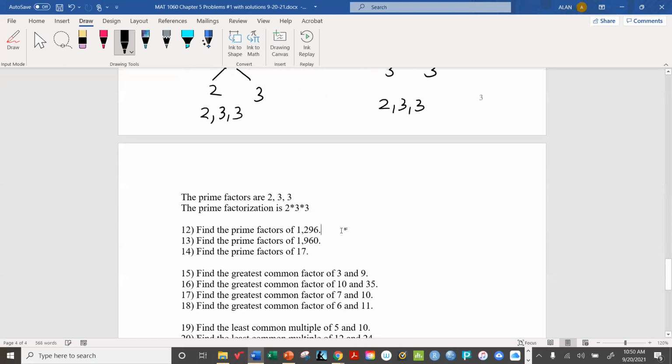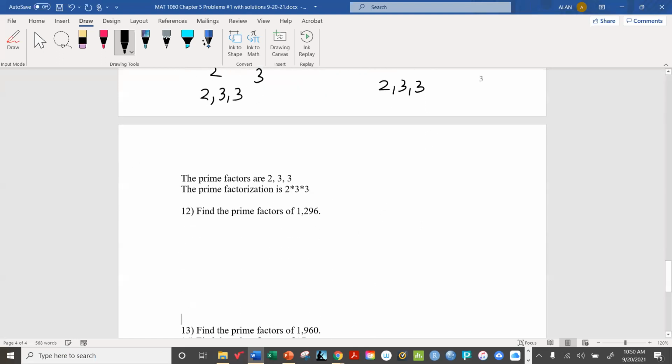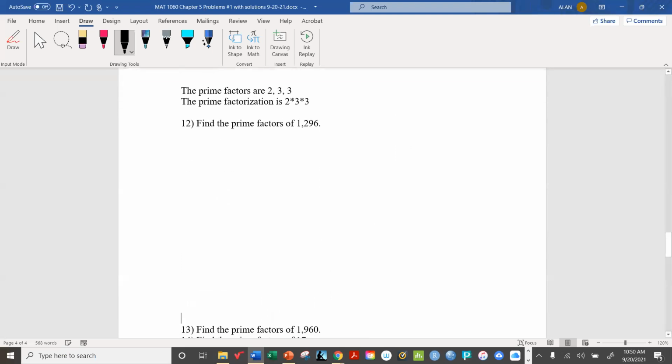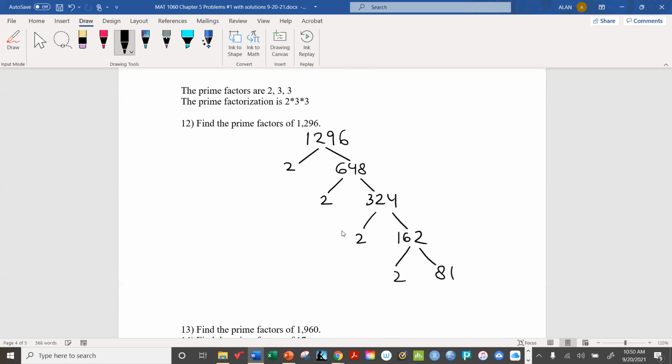All right, what about 1296? That one might take a while. That's a big number. And since it's even, we'll start with 2. Even again. Even again. Even again. Now we're getting somewhere.